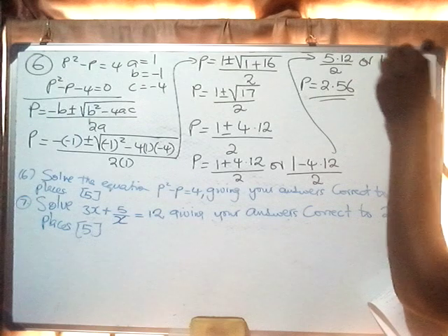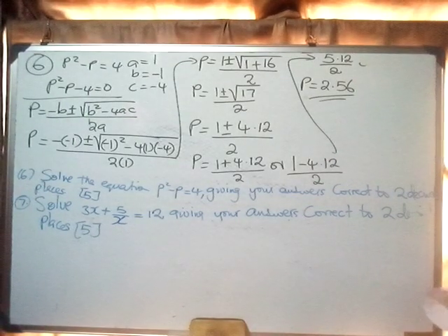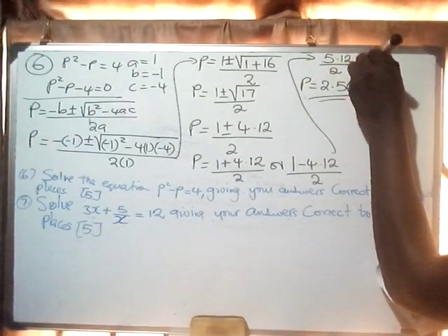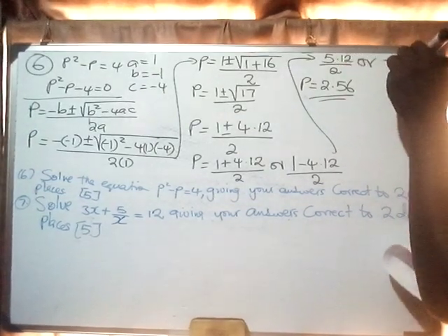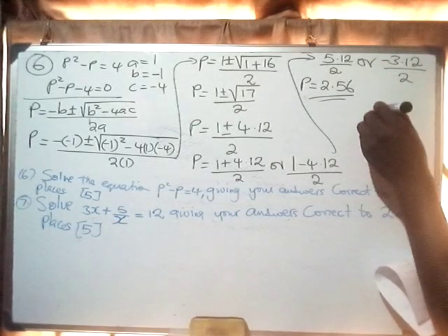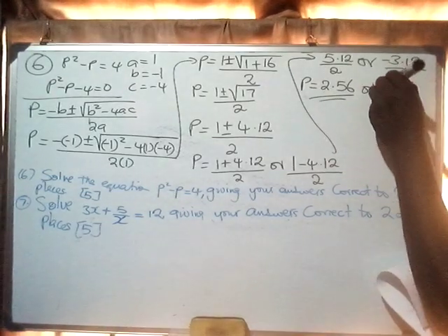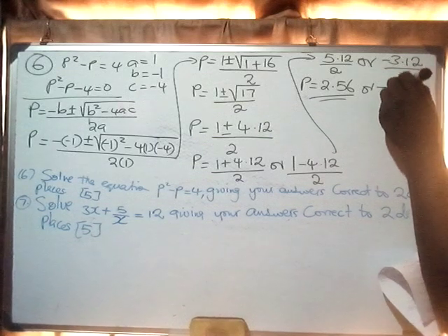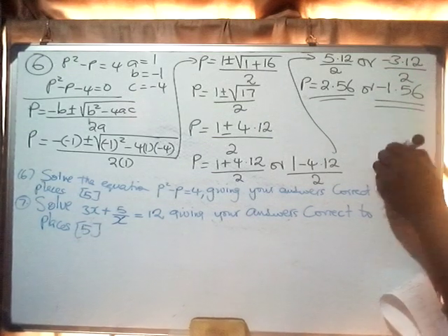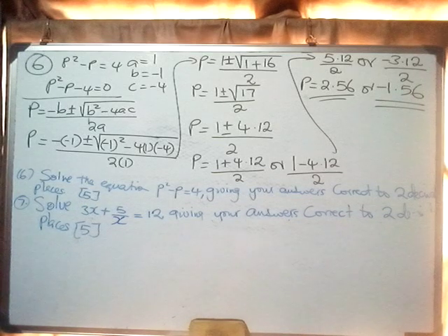Or we'll say 1 minus 4.12. What is 1 minus 4.12? The answer will be negative 3.12. So negative 3.12 over 2. The value of p will be negative 1.56. This marks the end of that question. We can now go to question number 7.